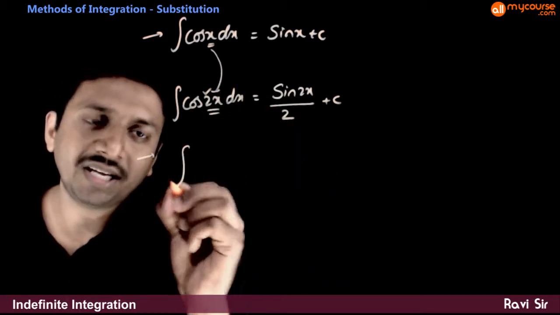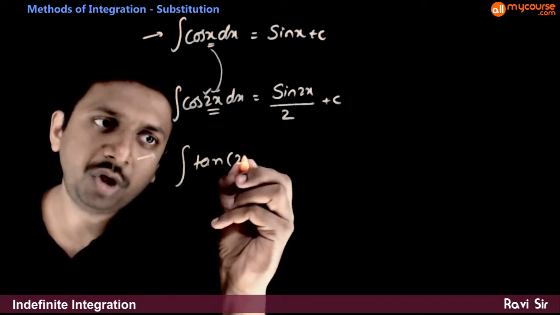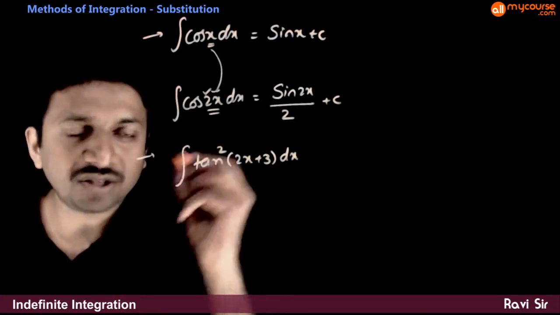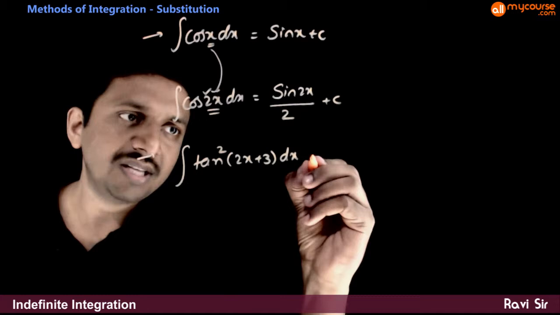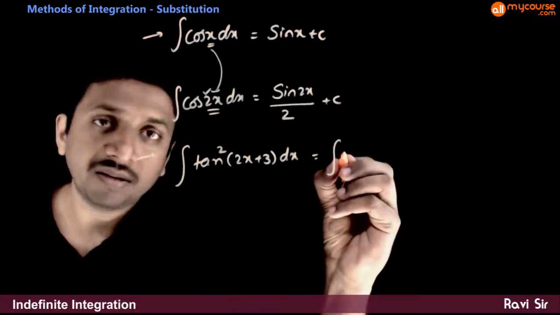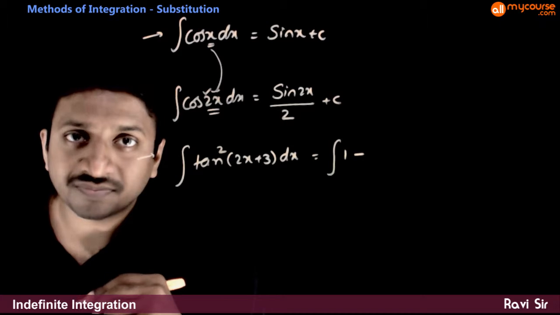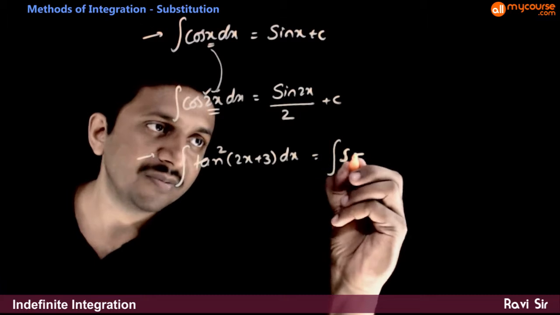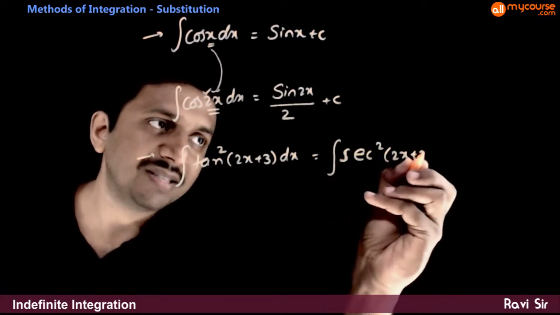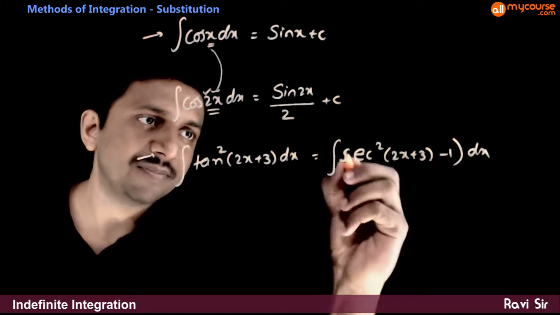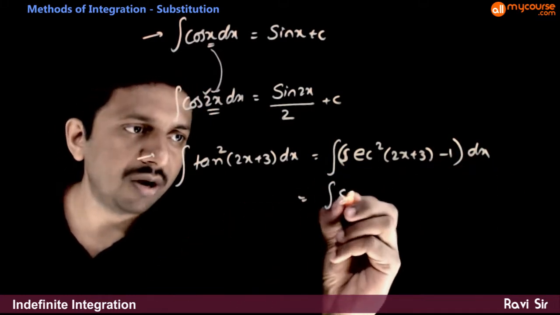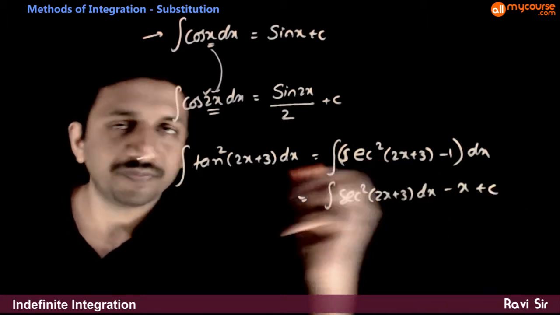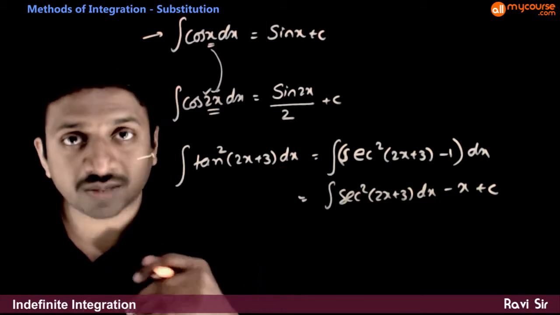For example, integration of tan of 2x plus 3 dx. Sorry, integration of tan square of 2x plus 3 dx. This can be written as integration of, tan square of x is secant square x minus 1, so it is secant square of 2x plus 3 minus 1 dx. Now this is equal to integration of secant square 2x plus 3 dx minus x plus 3. So what is the integration of secant square 2x plus 3?